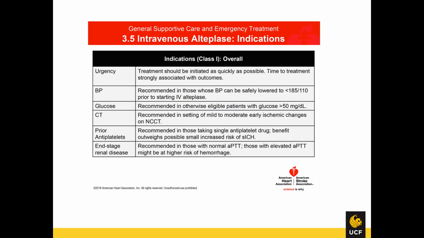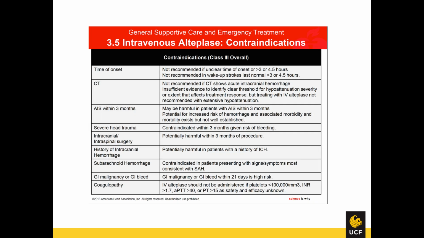Prior antiplatelets are recommended in those taking a single antiplatelet drug, and there's a benefit that outweighs a possible risk for spontaneous intracranial hemorrhage. I apologize for the misnomer there. That's what SICH is, spontaneous intracranial hemorrhage. End-stage renal disease, it's recommended in those with normal APTT. Those with elevated APTT might be at higher risk for hemorrhage. So all things to keep in mind in terms of eligibility.